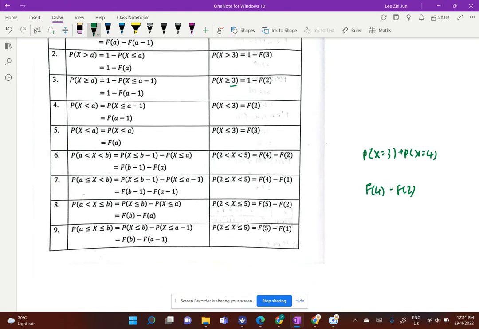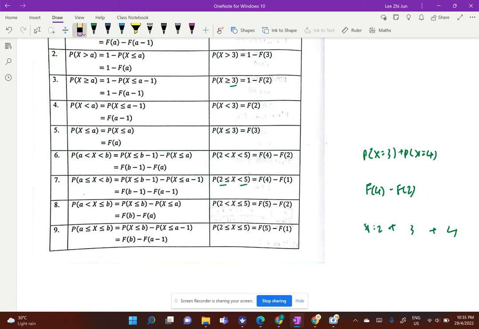If it includes a but does not include b, like this, it includes 2. So X equals 2 plus X equals 3 plus X equals 4. So it is just F(4) minus F(1), because it includes 2, so no need to minus away this 2.